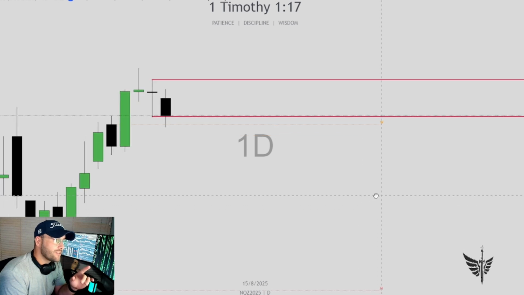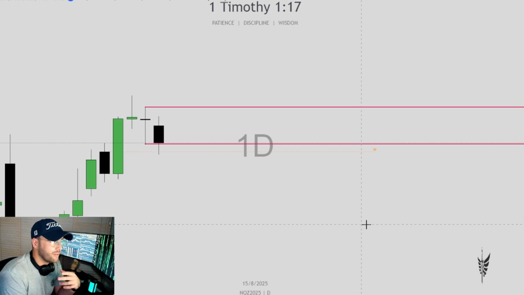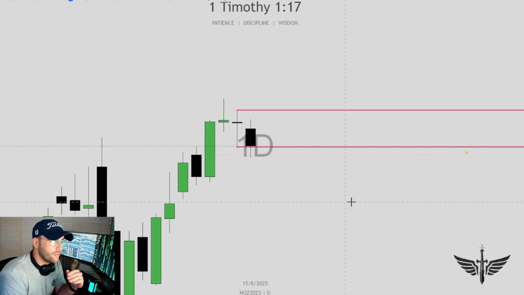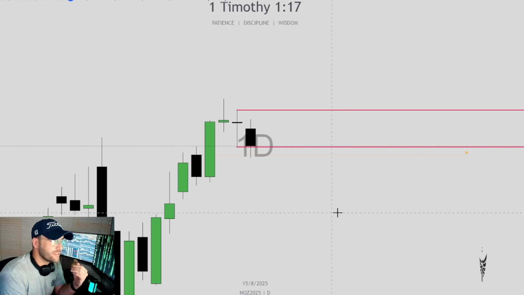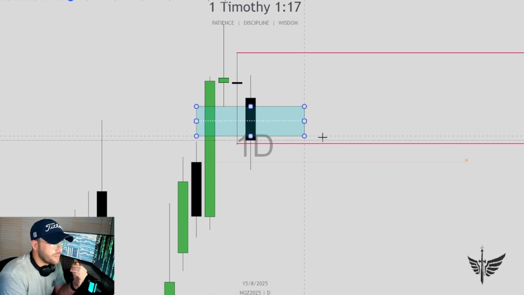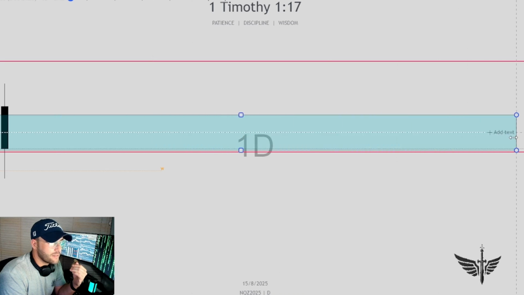Now that the externals have been marked out, previous day high, previous day low, previous week high, previous week low, previous month high, previous month low, now we do the internal, and the internal is marking out the freshest imbalance. So where is our freshest imbalance? Right over here. We mark out the freshest imbalance from there to there. You can see prices are right at it.